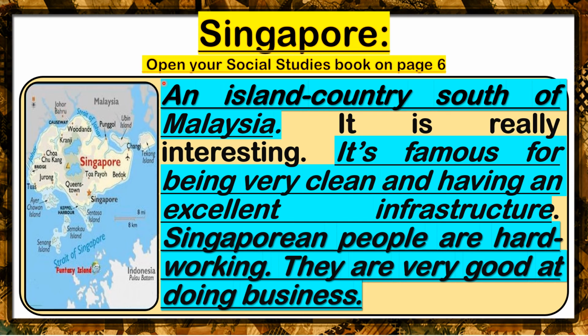So class, Singapore is an island country because it is surrounded with bodies of water and it is south of Malaysia. It's very famous for being clean and the technologies that they have there are very high. Now, Singaporean people are very hardworking and they are very good in doing business. That's why they are considered one of the wealthiest countries in Asia.